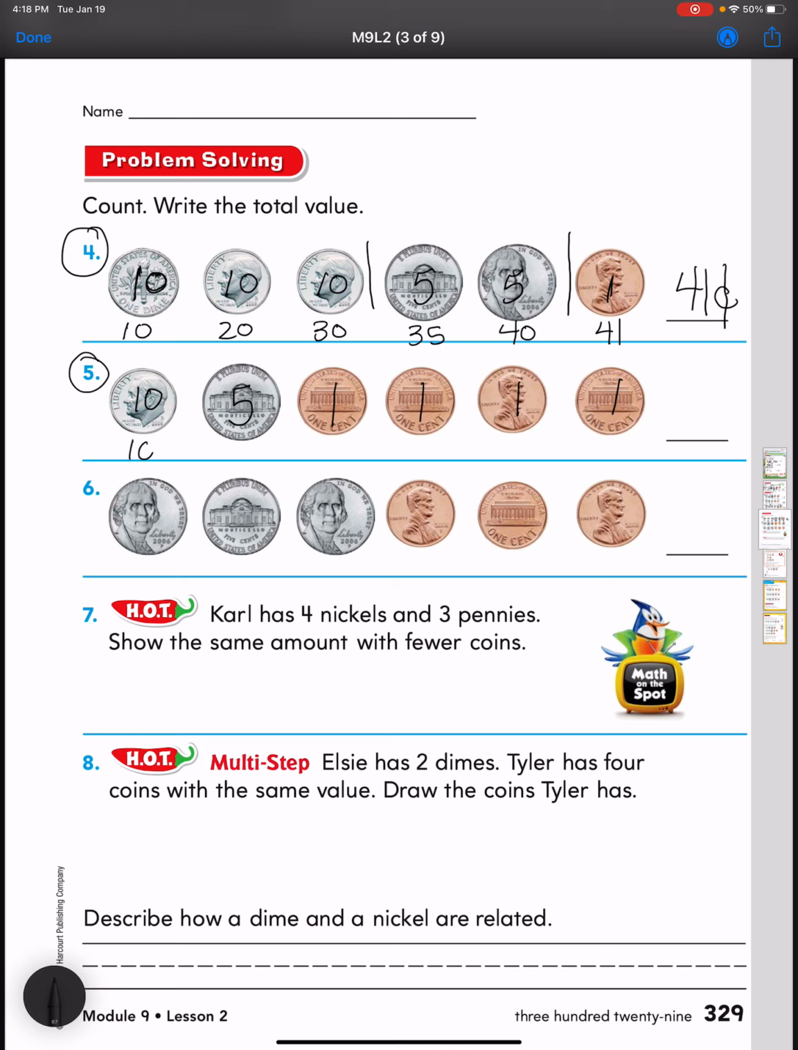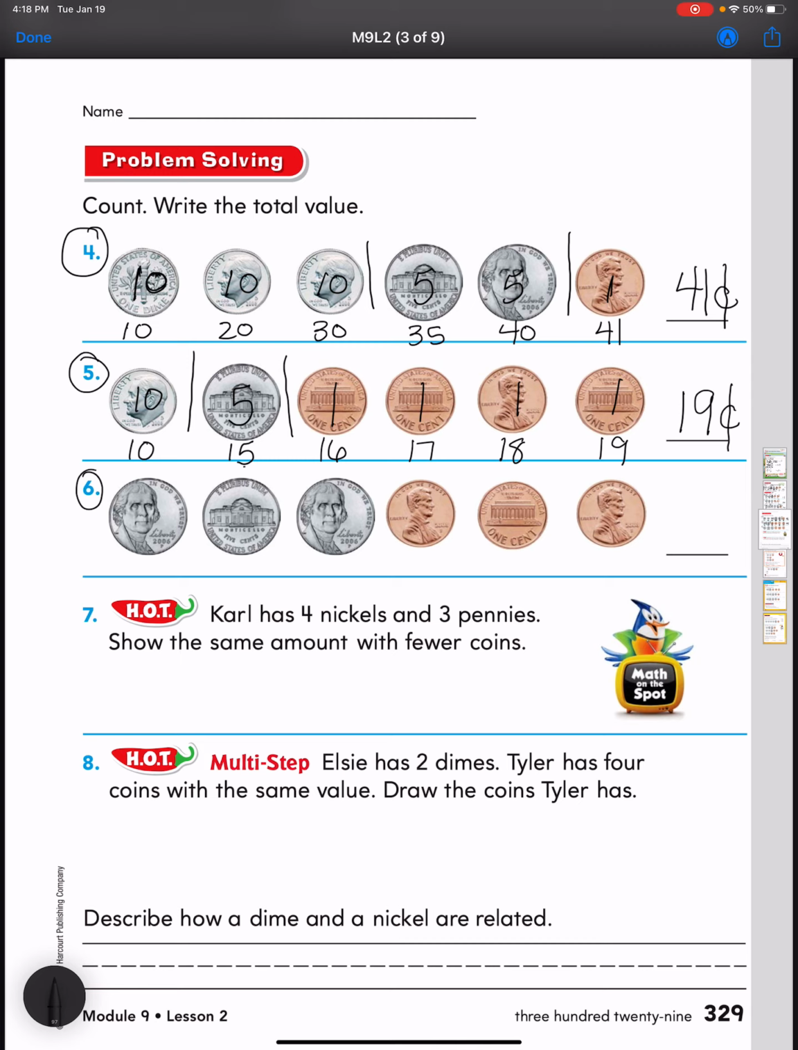So I would say 10, and then I'm going to add this 5. I'm counting by fives. I would say 10, 15. Now I'm going to start counting by 1. So I had 15, 16, 17, 18, 19. This group of coins is worth 19 cents.